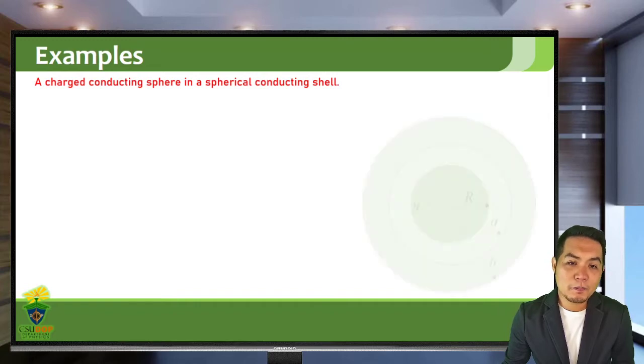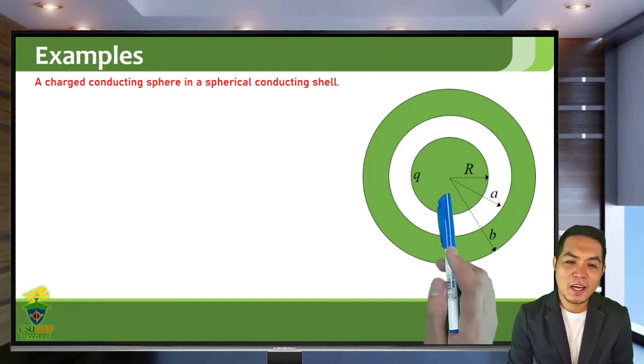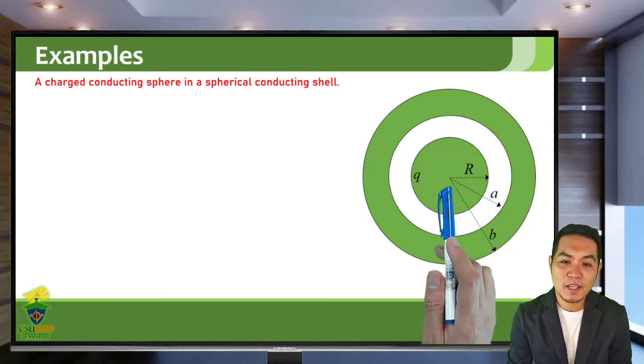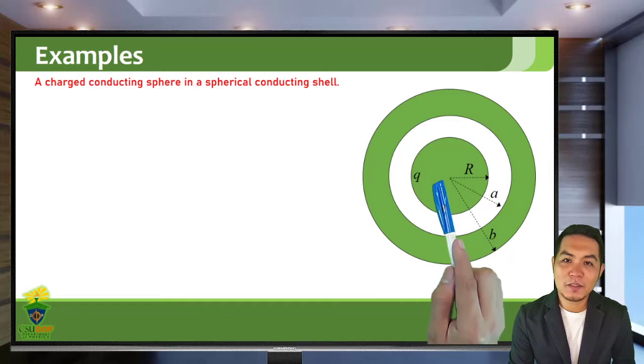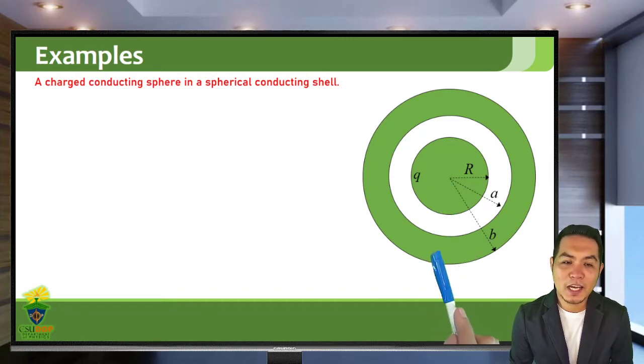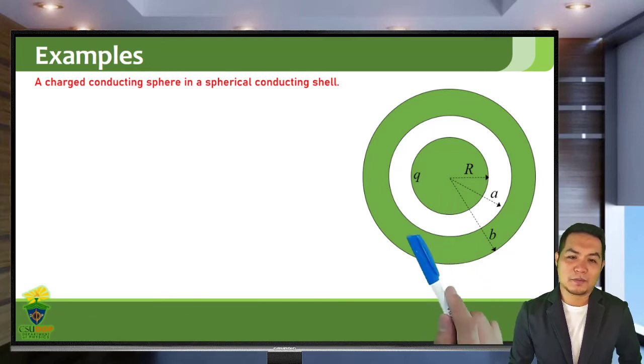So let's have another example. Suppose we have a charged conducting sphere placed inside a spherical conducting shell. In the previous example, you just had a point charge, but now you have a charged conducting sphere, and this is also a conducting shell. So we have two conductors now: a spherical conductor and a spherical conducting shell. Say this could be copper, this could be iron, so it could be a metal or any conductor.